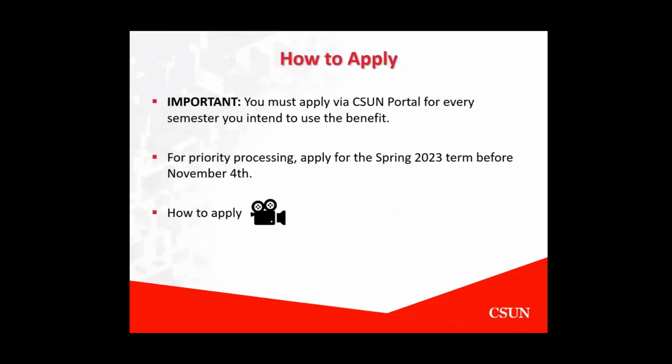How to apply. You must apply via CSUN portal for every semester you intend to use the benefit. For priority processing for this upcoming 2023 spring, you must apply before November 4th. And now I am going to show you a how to apply video. Please be aware there is no audio in this video, only captions that I will read through.